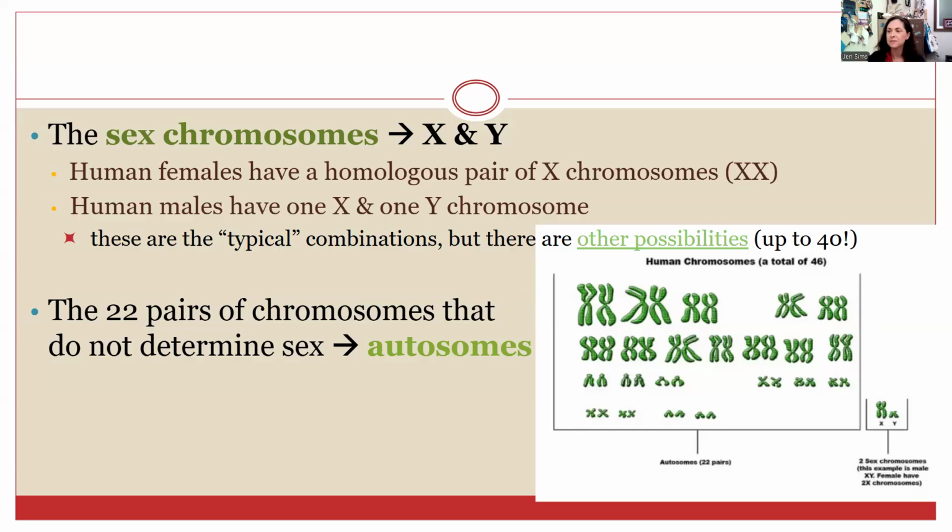So the other 22 pairs are what we call autosomes. Okay. So 22 pairs that are not determinative of biological sex are called autosomes. So there's, again, pair numbers 1 through 22. And then there is pair 23. Those are the sex chromosomes. So just, again, we're biologists, we name everything.